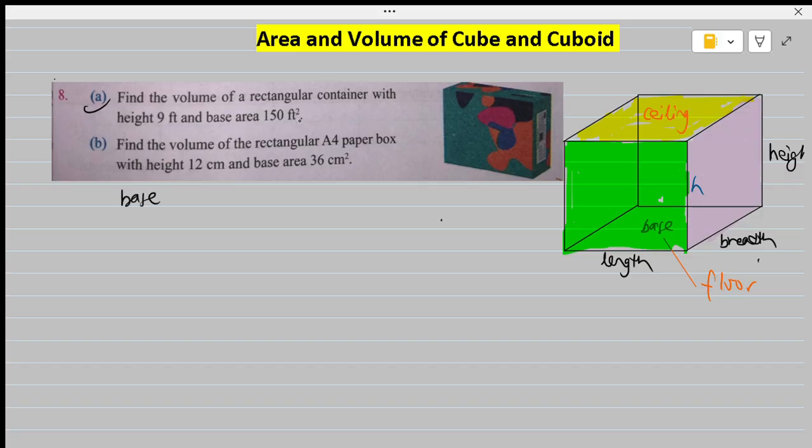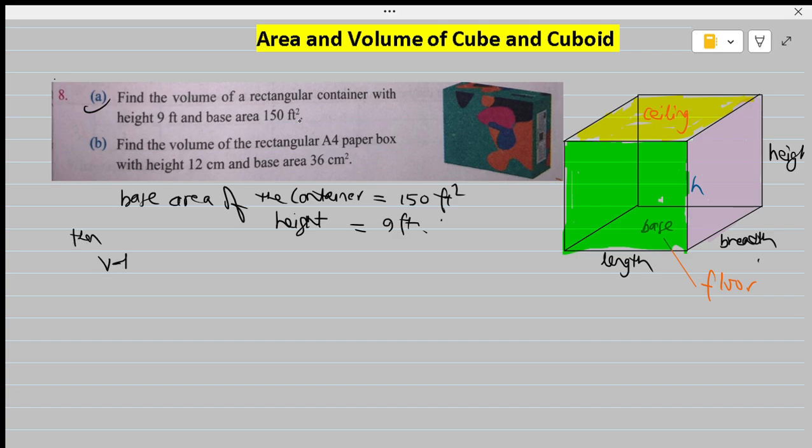Base area, or you may say area of the floor, but this is a box, so we say base. So the base area of the container is given here as 150 feet square, and its height is given here as 9 feet. And we are asked to find the volume of the container. Then volume of the container equals, as we already know, L into B into H.